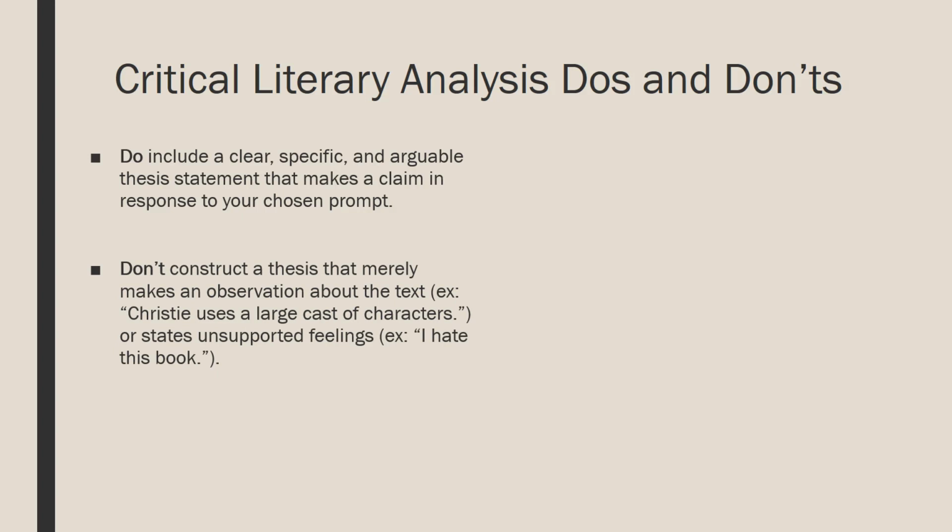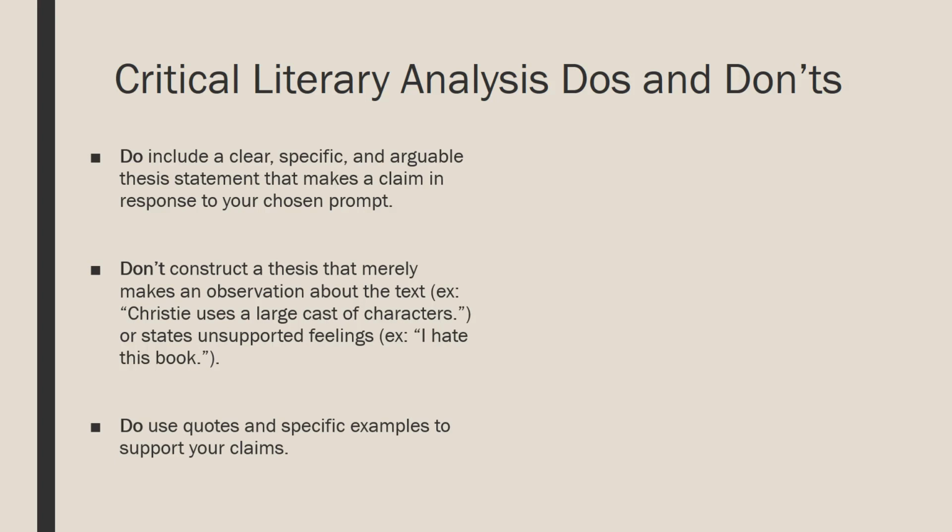Don't construct a thesis that merely makes an observation about the text. So if you said Agatha Christie uses a large cast of characters, that's just a fact. That's true. And so that's not an arguable thesis. That's just an observation about it. You also want to avoid ones that just have opinions, unsupported feelings about the text. Agatha Christie wrote a terrible book. I hate this book. That's not a thesis either. It's an opinion, but it's not a supported textual claim, which is what we want. It also isn't responding to any of the prompts, but that's a side note.